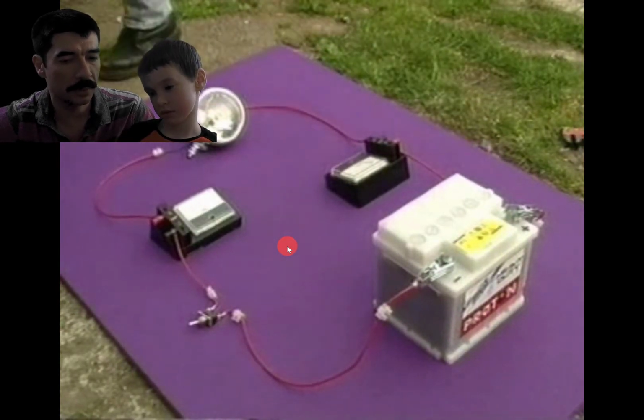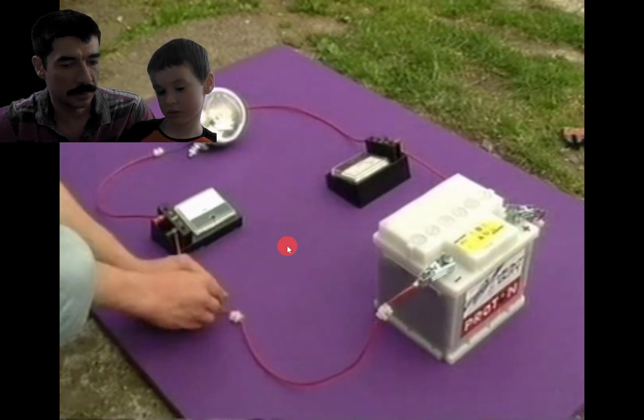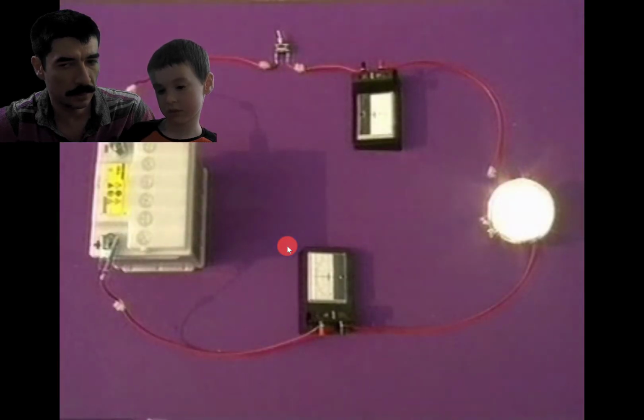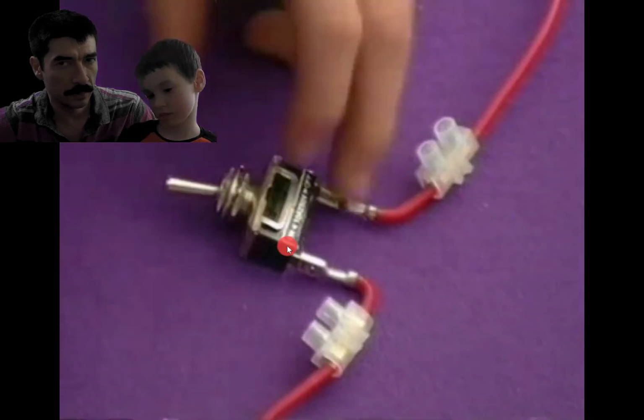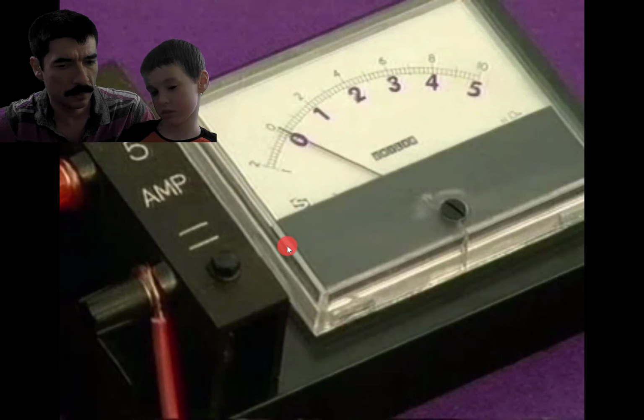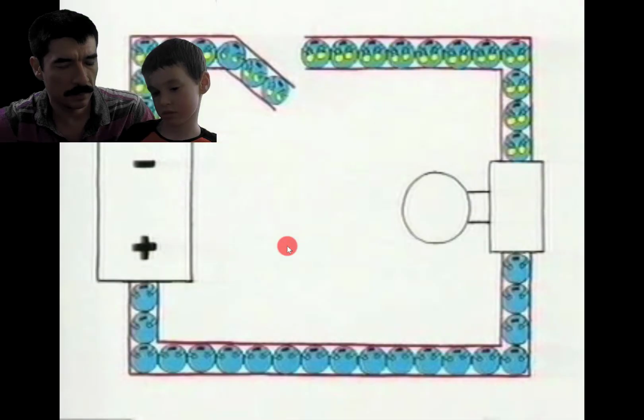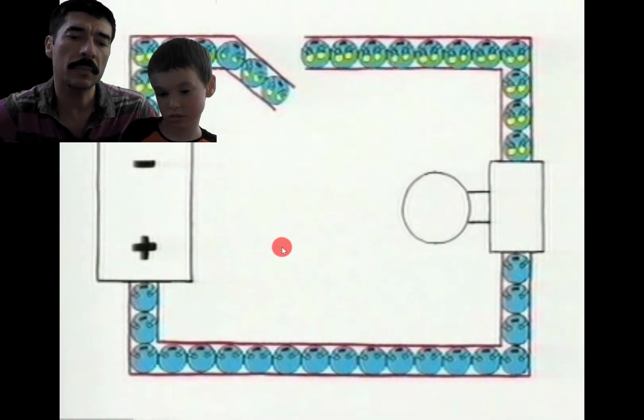Now let's have a look. No matter where you put the ammeter in a simple circuit like this, the current will always be the same. When the switch is turned off, the current can't flow. A gap appears in the circuit, so the charges stop moving.